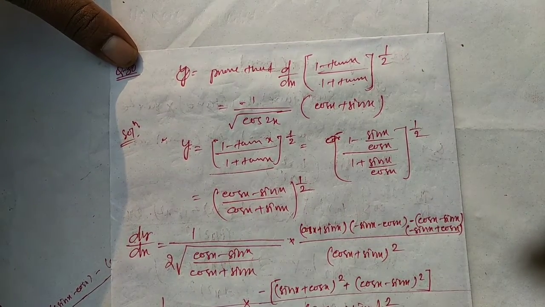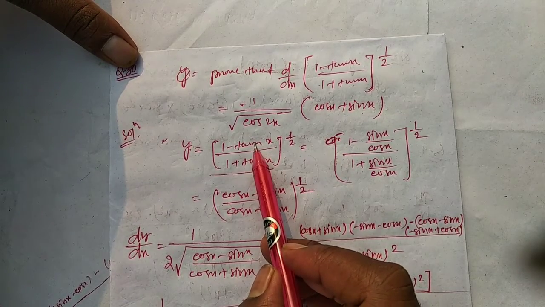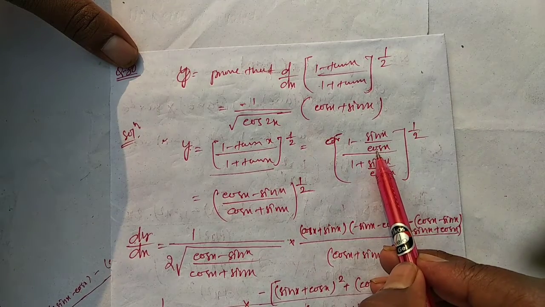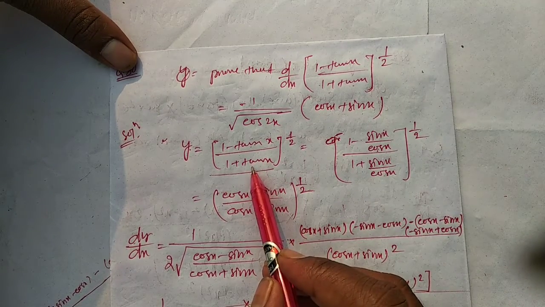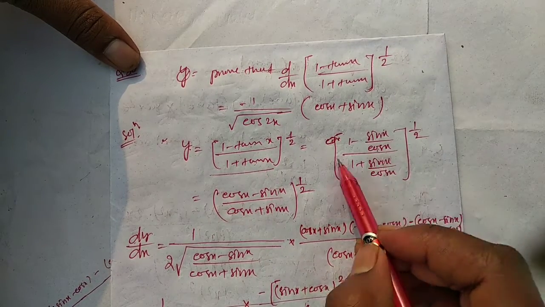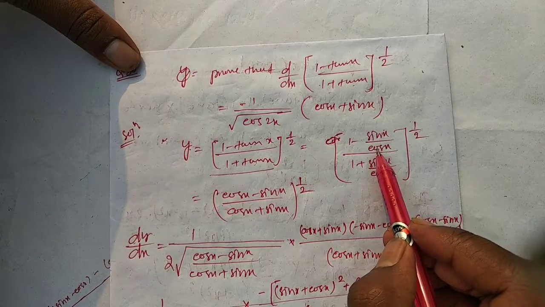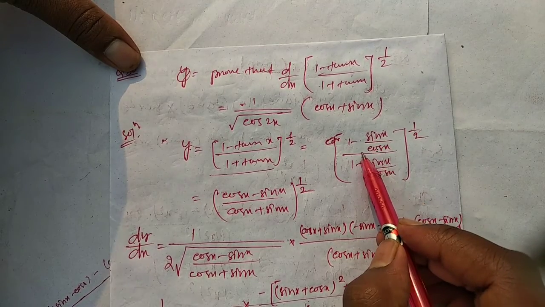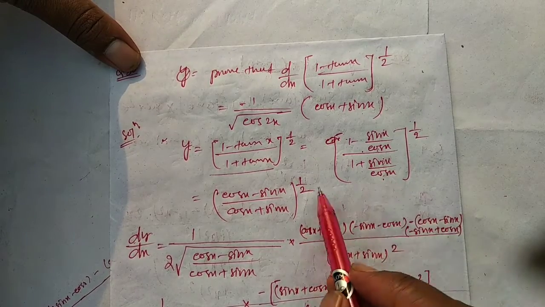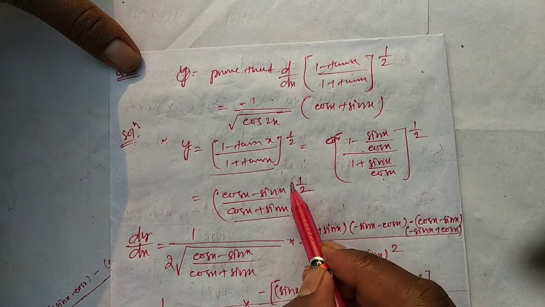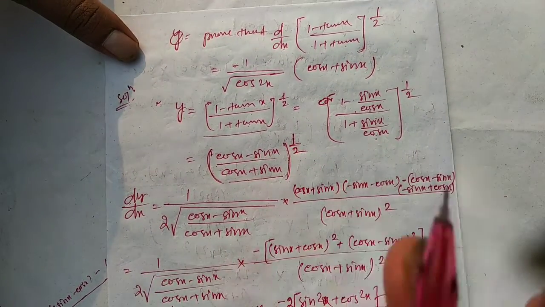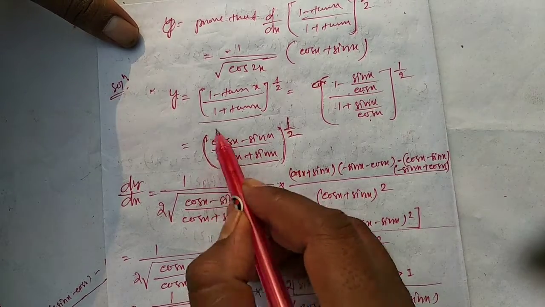We can modify this one. Tan x can be written as sin x by cos x, and here also put tan x equal to sin x by cos x. So simplify this quantity, just take the LCM: cos x minus sin x upon cos x plus sin x upon cos x. Cos x will cancel out, and the remaining term will be this, and there will be the power half. That means the square root of this quantity.